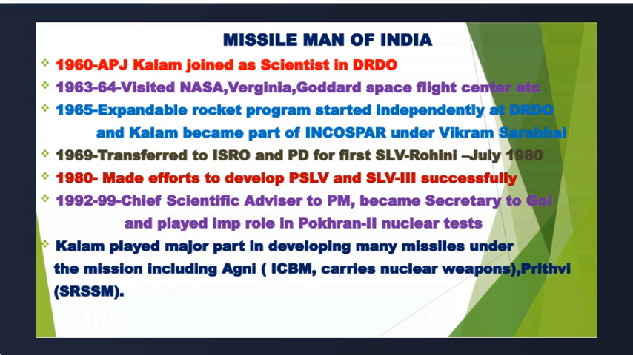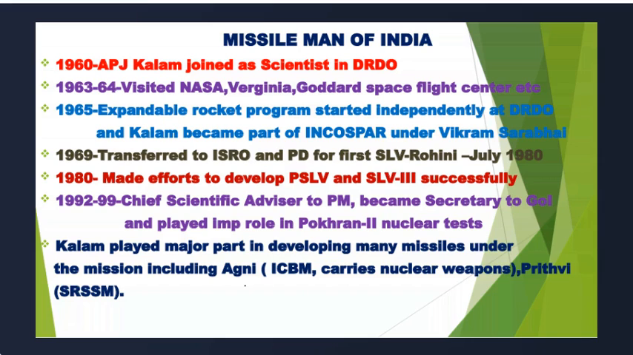In 65, the expendable rocket program started independently at DRDO, and Kalam became part of INCOSPAR under Vikram Sarabhai, the Indian National Committee for Space Research, right? Vikram Sarabhai came to India after completing his studies in the US, and he wanted to develop Indian space science. So he was in charge of this INCOSPAR, and Abdul Kalam was allotted to it. In 69, he transferred to ISRO, as I told earlier, and was project director of the first SLV, Rohini. As you know, it failed in July 1980. Rohini 2 was successful, right? Satish Dhawan was the chairman at that time. In 1980, efforts were made to develop PSLV, SLV-3 was successful. What is PSLV? Polar Satellite Launch Vehicle. We shall discuss all these things very clearly afterwards.